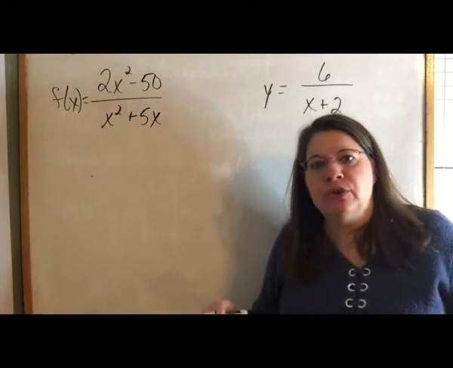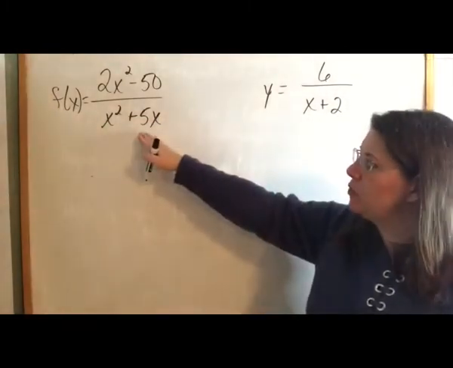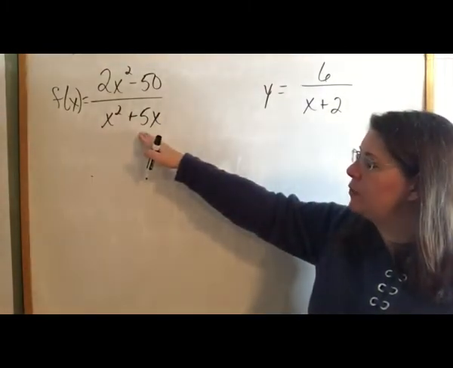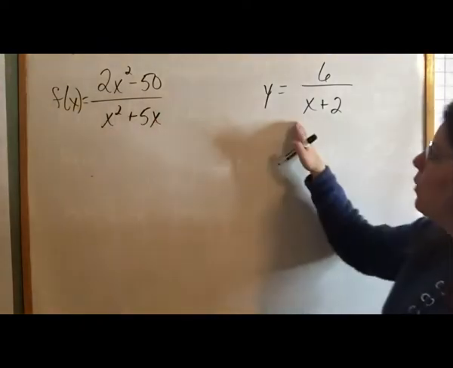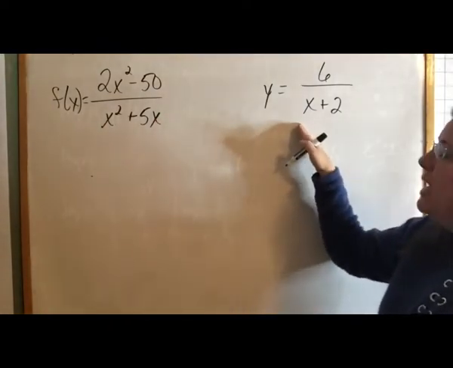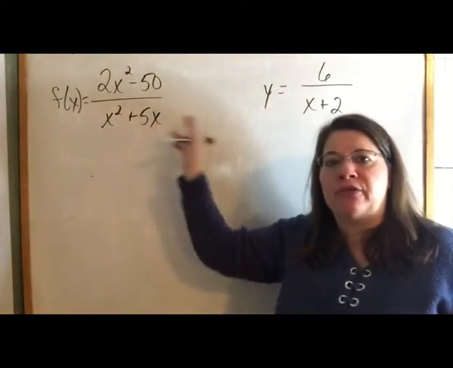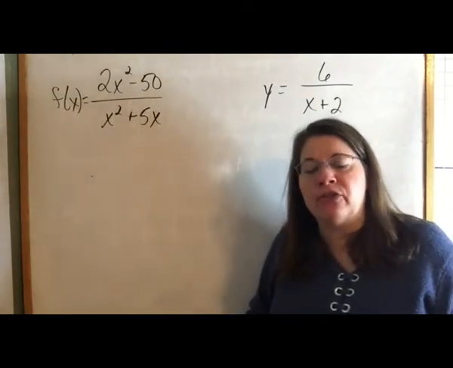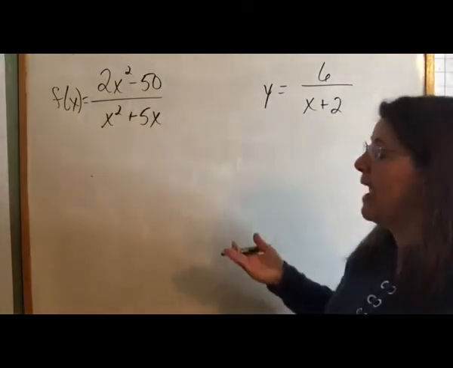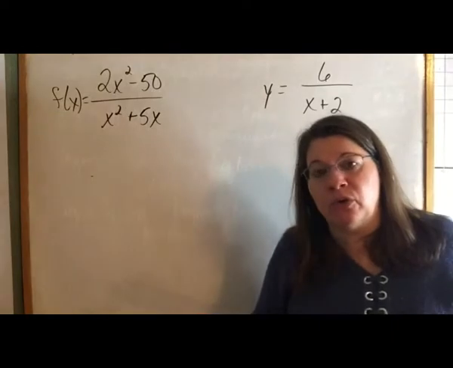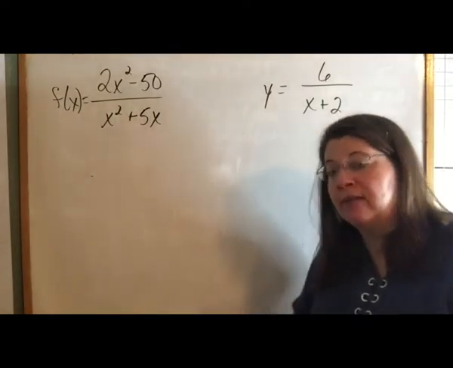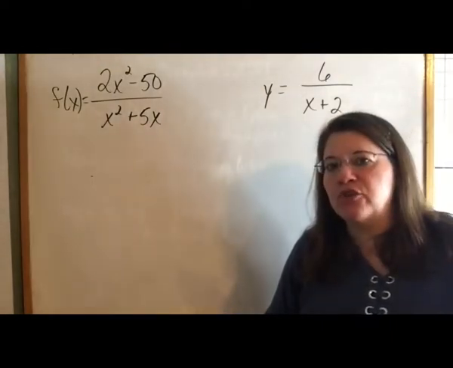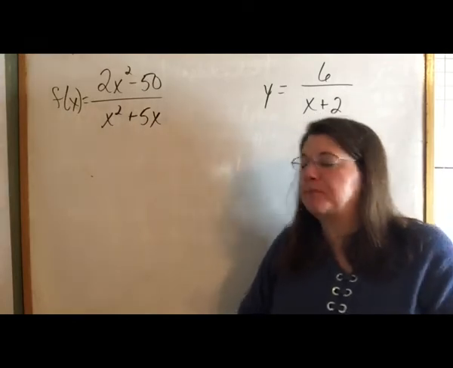So here I have 2 different functions. I've got f of x equals 2x squared minus 50 over x squared plus 5x. And here I've got y equals 6 over x plus 2. It doesn't matter whether they use f of x or y. We know that f of x and y are the same thing. But normally when they ask you to find horizontal asymptotes, holes, or vertical asymptotes, they're either going to have the function equal to f of x or y.